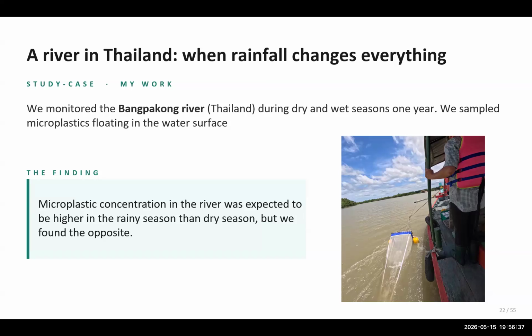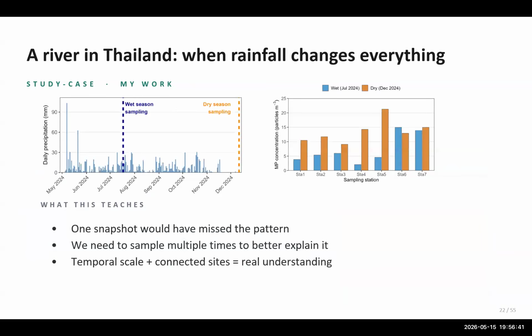But when we look at the data we get, we found actually the opposite. We found that the concentration during the dry season was much higher than during the wet season. What this teaches us is exactly the lesson of today. First, what you find depends on when you sample.